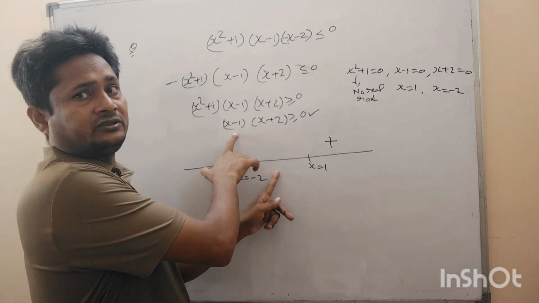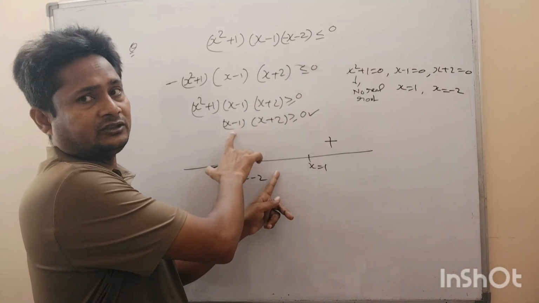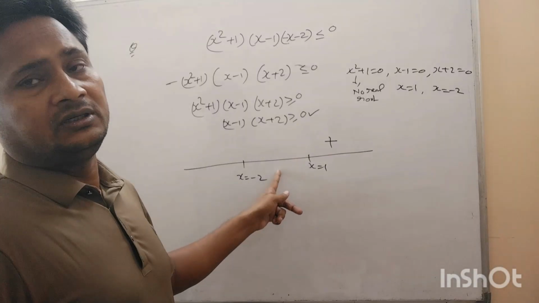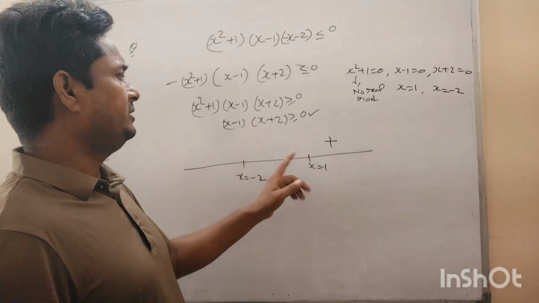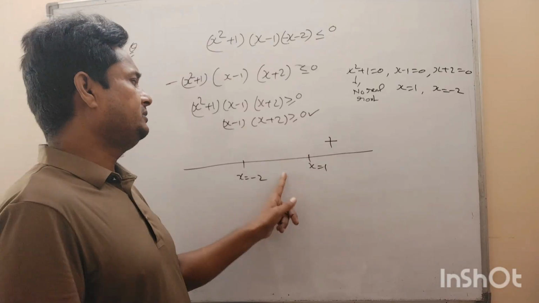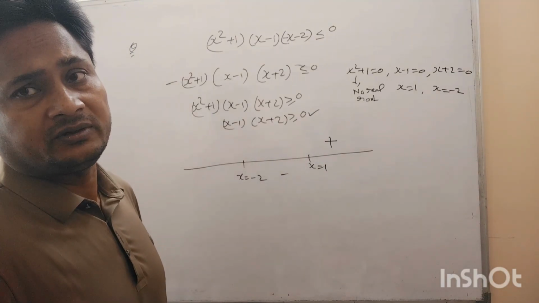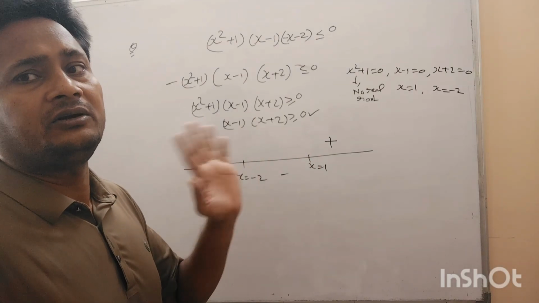What is to be considered? Check the power of the factor. Here x minus 1, the power is what? Power is 1, so odd power. In case of odd power, we change the sign. Here it is plus sign, so here you have to make a minus sign. In case of odd power, the sign will change. In case of even power, the sign will not change.